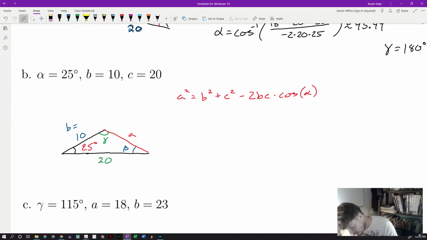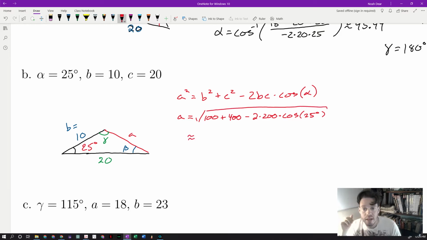All right, so plugging information in, I get A equals the square root of B squared is 100 plus 400 minus 2 times 200 times the cosine of 25 degrees. Plugging that in, we get A is approximately 11.73.